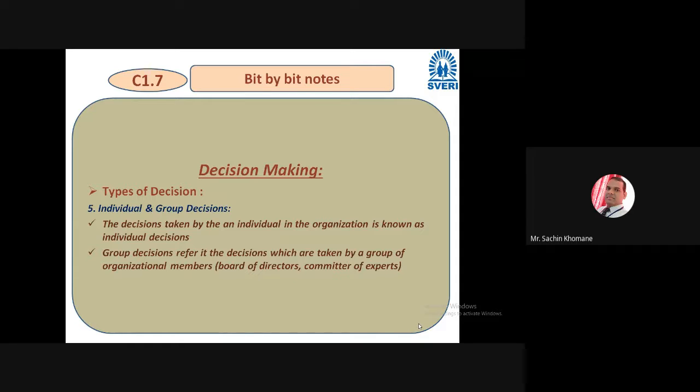Another decision is a group decision. A group decision is nothing but a decision taken by a group of organizational members. That group may be the board of directors, a committee of experts, or maybe the department's supervisors. If they take a decision collectively, such decisions are called group decisions. Okay.